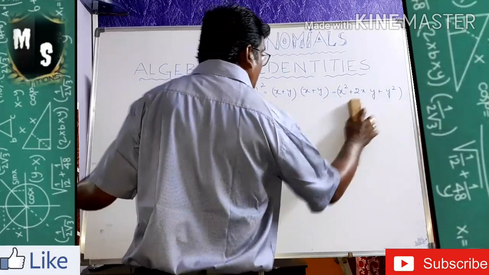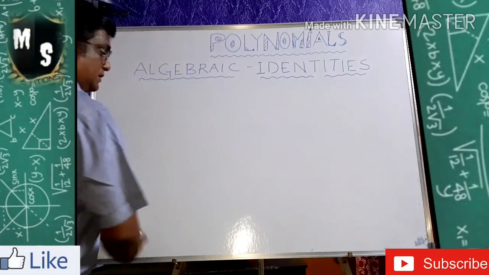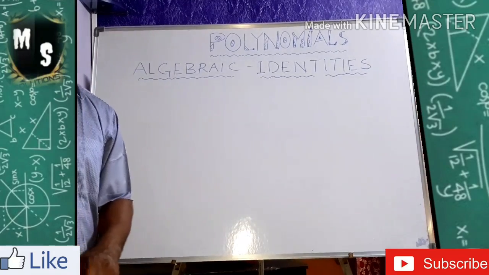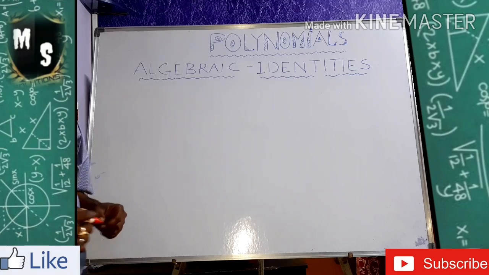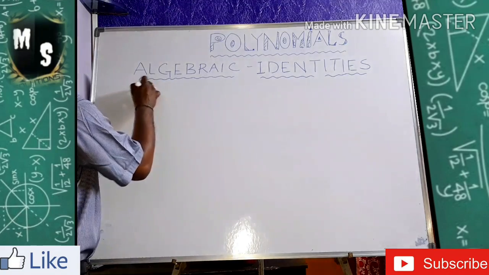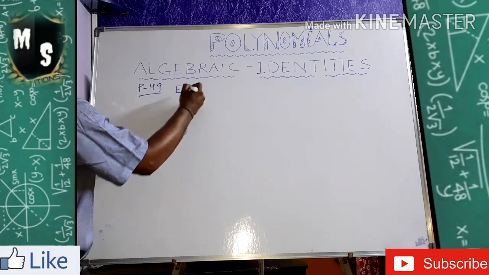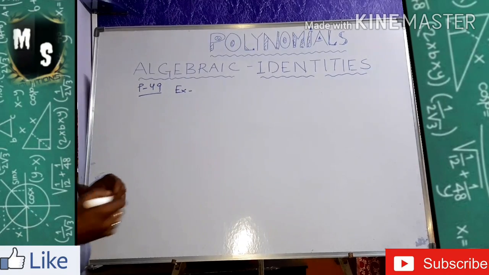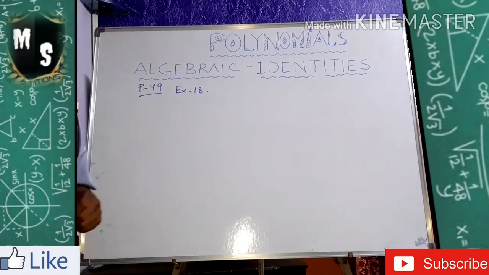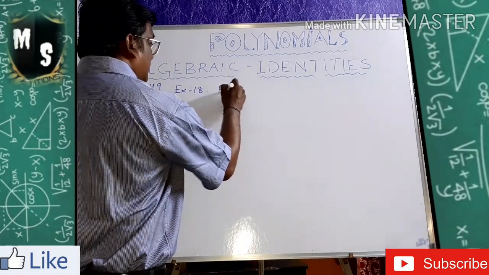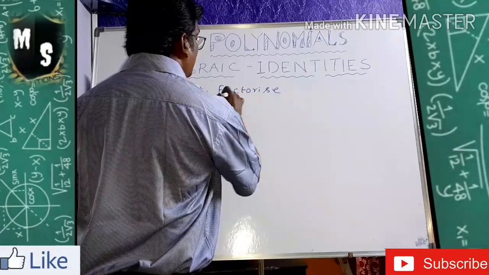So regarding the square formulas, let it be page number 49, and I am doing example 18 for you. The example is example 18. Let's go for it. First question: the example heading is factorize. I said that in factorization these formulas will come.